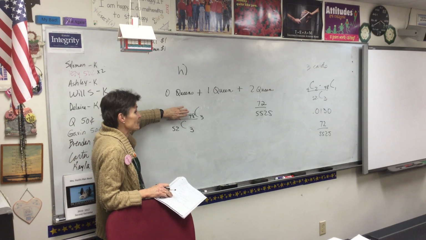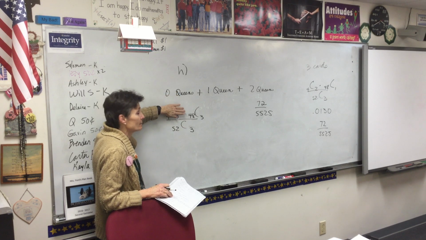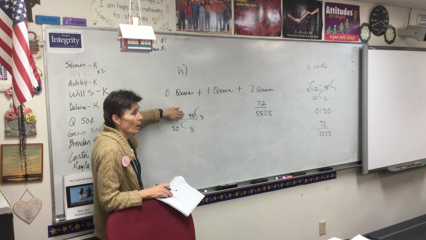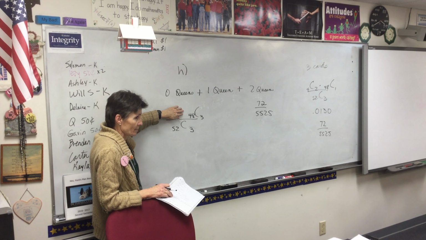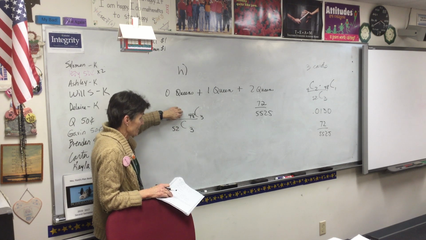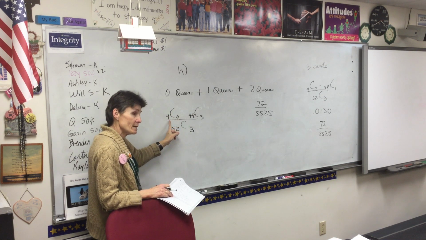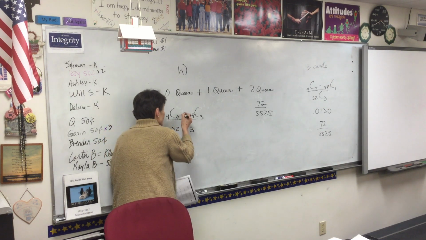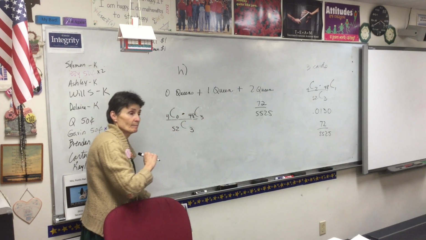The value of 4C0 is 1, so it's never going to make a difference in your problem. You do not need to include it, but if you want to, you may. This says no queens and 3 other cards.